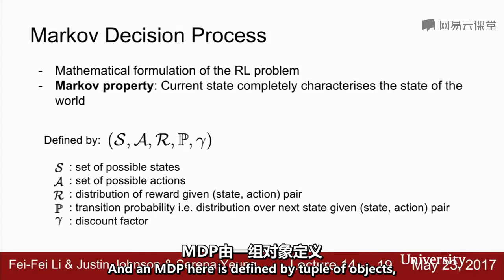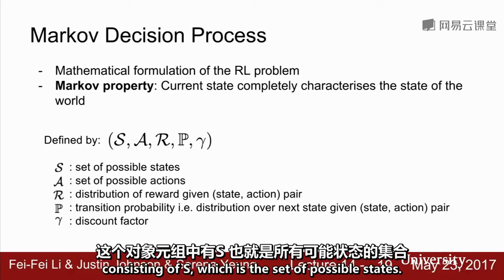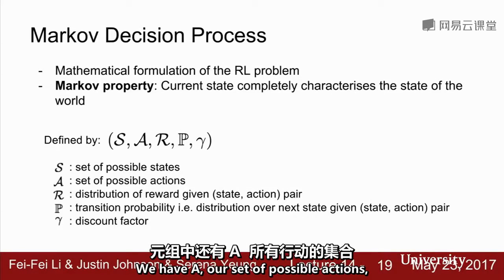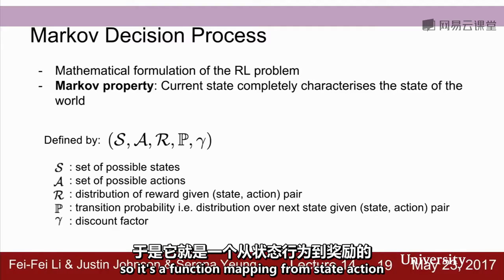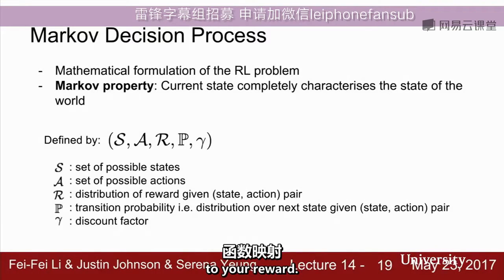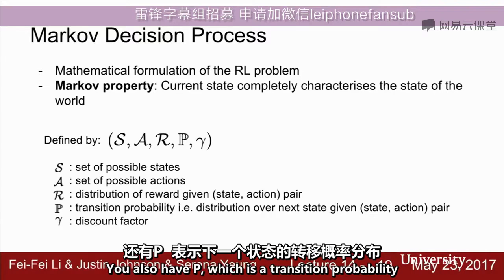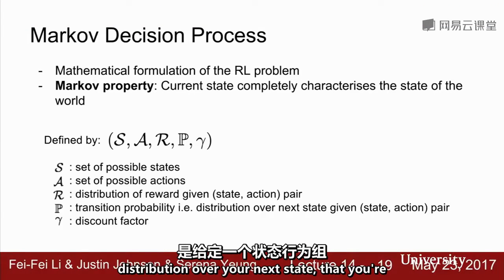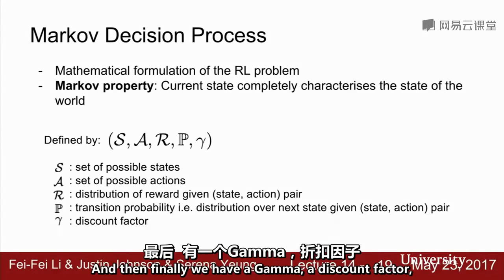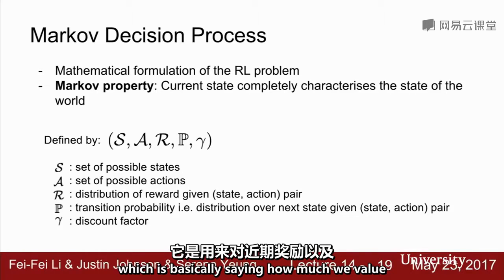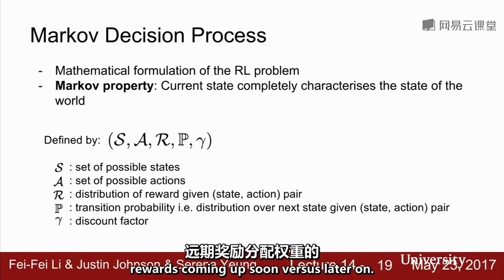An MDP here is defined by a tuple of objects consisting of S, which is the set of possible states. We have A, our set of possible actions. We also have R, our distribution of rewards given a state-action pair, so it's a function mapping from state-action to your reward. You also have P, a transition probability distribution over the next state that you're going to transition to given your state-action pair. And then finally, we have gamma, a discount factor, which is basically saying how much we value rewards coming up soon versus later on.